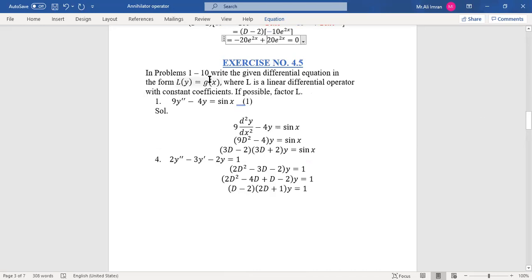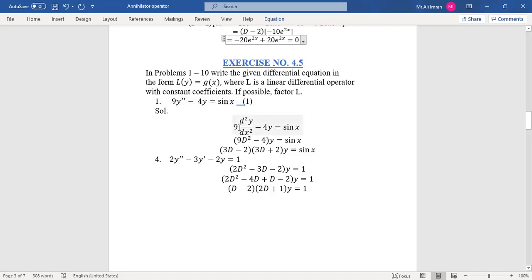In problems 1 to 10, write the given differential equation in the form of annihilator operator, where L is a linear differential operator with constant coefficients. A possible factor L. 9y double prime minus 4y is equal to sine of x.